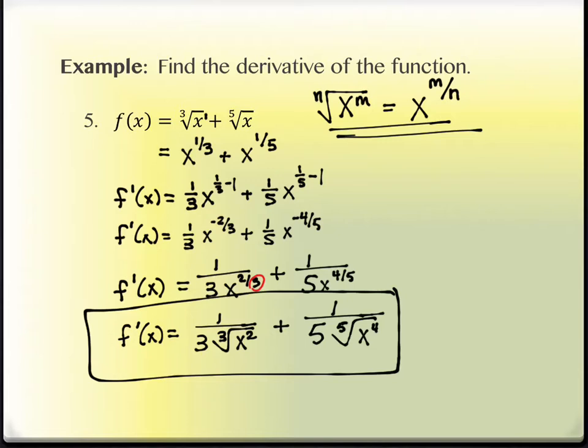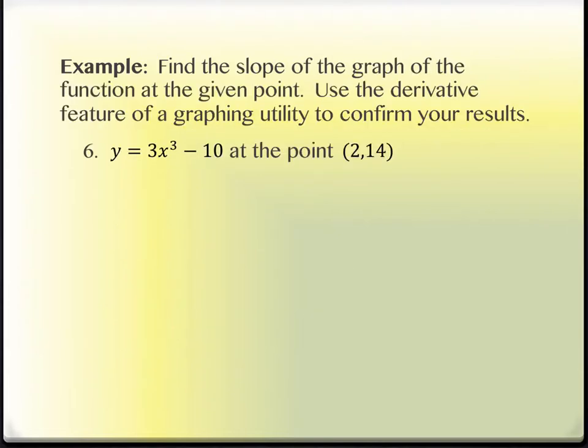Okay, let's take this a little bit further. Our directions are actually going to have us find a line on this one. So it says to find the slope of the graph. Slope of the graph is the same thing as derivative. So we're going to find the derivative at the given point. The given point, we did this last class period, means that we're going to plug 2 in and find out what the value is at specifically x equal to 2. And then we're going to use the derivative and a graphing utility to confirm our results. So I'll show you how we do that when we get to that part of the problem.